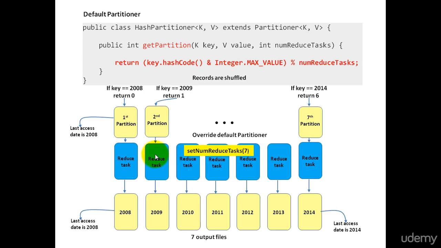In this way, by overriding the getPartition function, all the records that belong to the same year will go to the same partition, and in turn go to the same reducer, and finally will go to the same output file. So the conclusion here is, year of last access date is the key. Number of reduce tasks should be 7, and we need to override the default partitioner. Let's understand the code now.